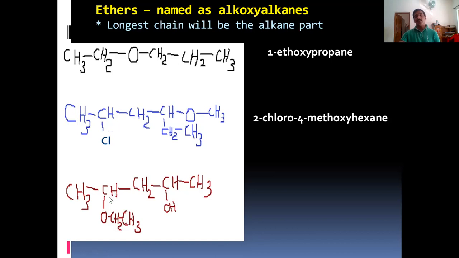And here CH3, CHO, CH2, CH3, CH2, CHOH, CH3. Here the OH group will get preference. So start numbering from this side. 1, 2, 3, 4, 5. An ethoxy group is substituted in the fourth carbon atom. So 4-ethoxypentan-2-ol is the name.